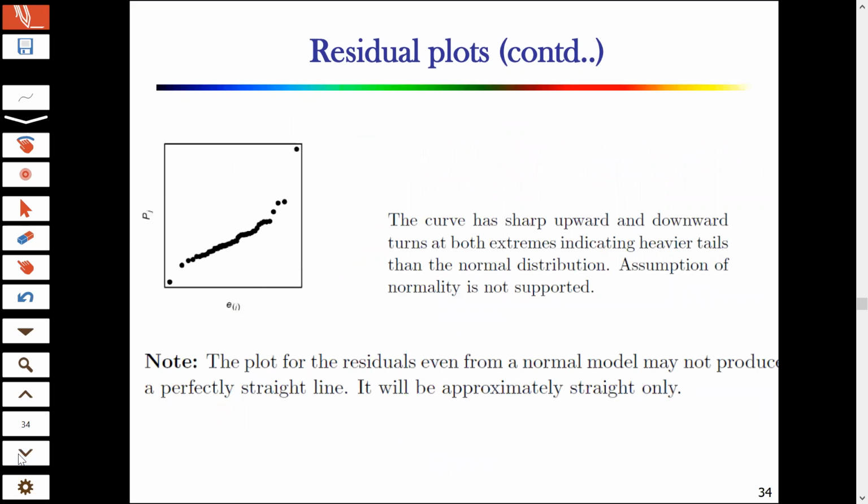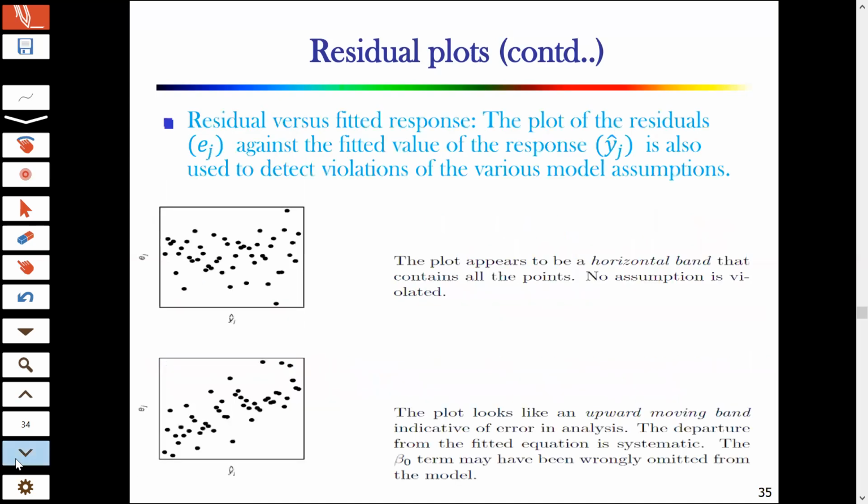And look at this example here. The curve has sharp upward and downward turns at both extremes, indicating heavier tails than the normal distribution. The normality assumption in this case is not supported. The plots of residuals, even from a normal model, may not produce a perfectly straight line; it will only be approximately straight. In our modified example, we included only the x2 variable, and we can see our model is approximately normal.